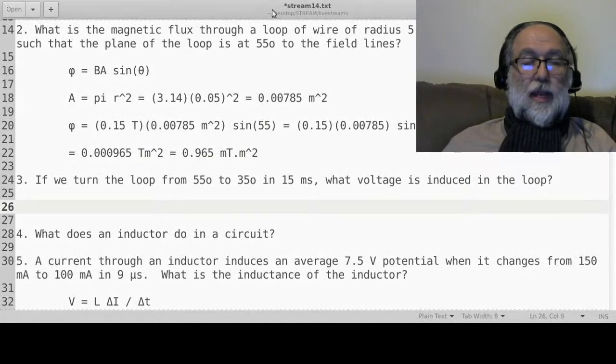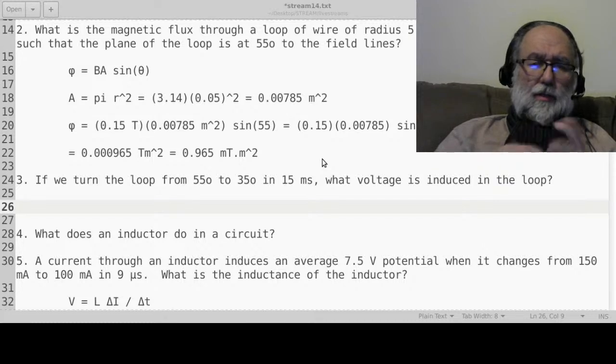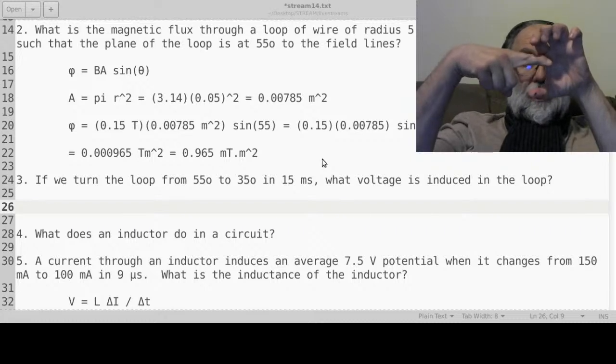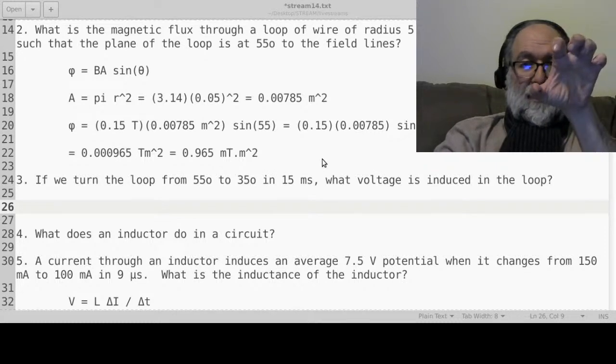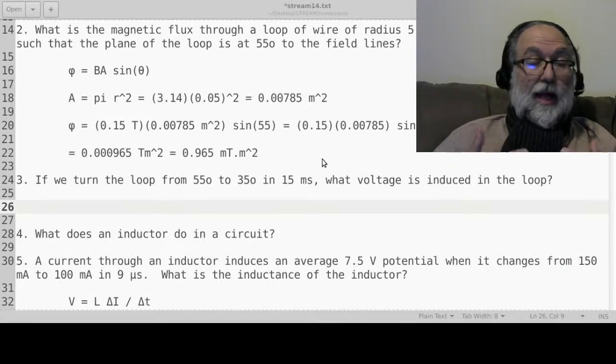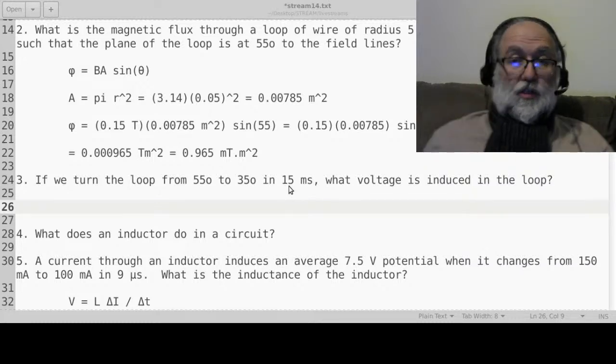The next part, question number 3, actually gets into Faraday's law, because we're going to turn the loop. When I was talking earlier, I said the entrapped field lines. Well, the field lines are going through the loop like this. If I turn the loop from 55 degrees to 35 degrees, the number of field lines are going to change because the loop is more parallel now to the B field. And when the flux changes, it's going to change over a certain amount of time, I said over 15 milliseconds, and so it's going to induce a voltage.